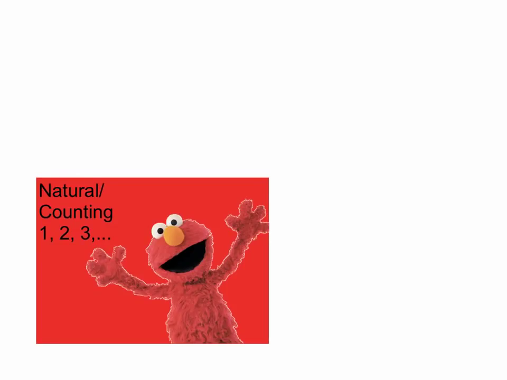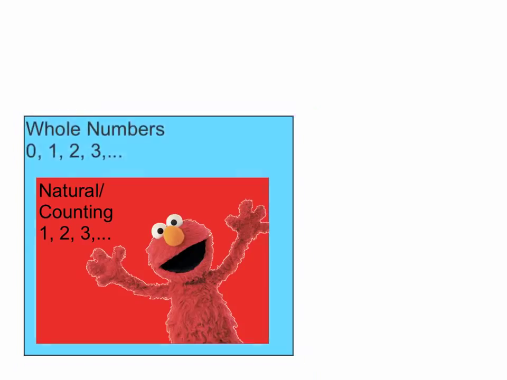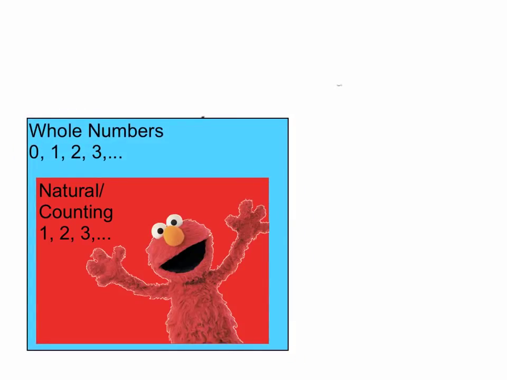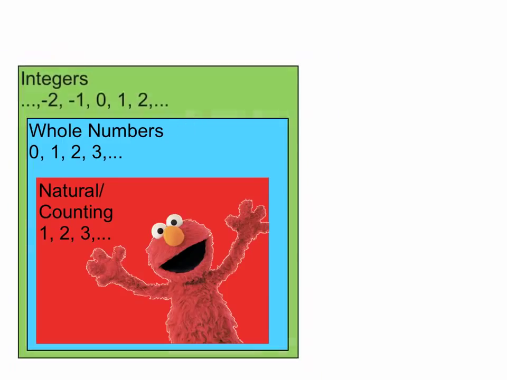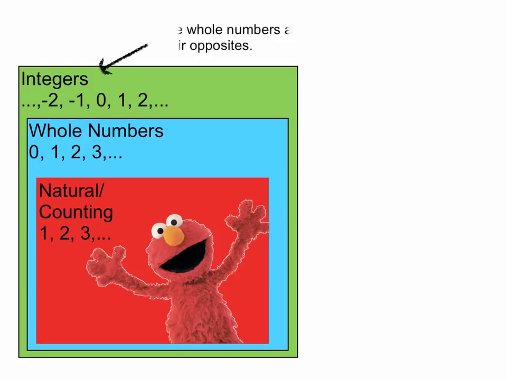Natural counting numbers, those are our Elmo numbers, starting with 1. Then we have our whole numbers, including all the natural and counting numbers, and including 0 now. After that, the integers include the whole numbers, the counting numbers, and the negative numbers.